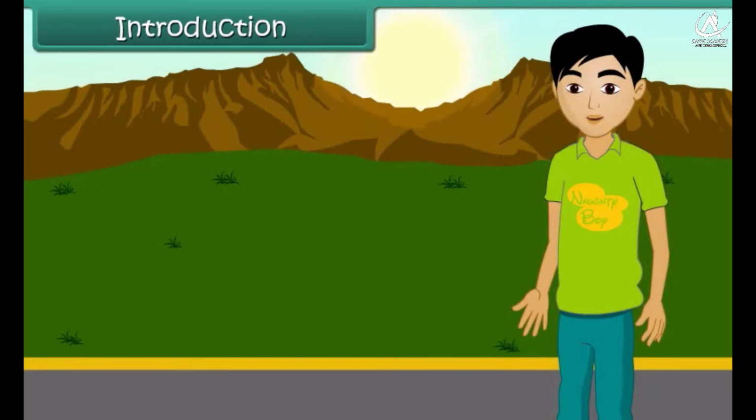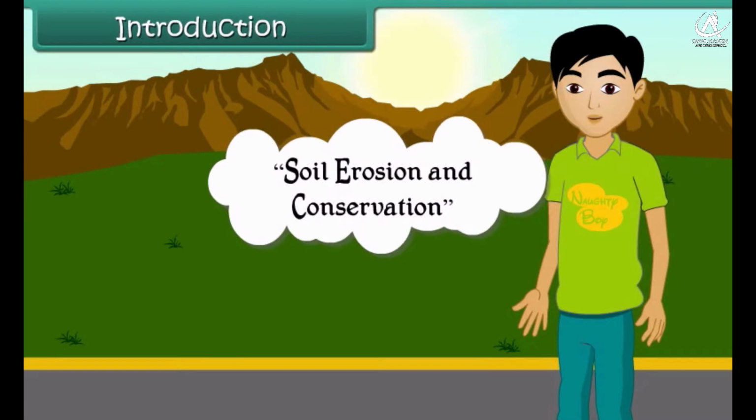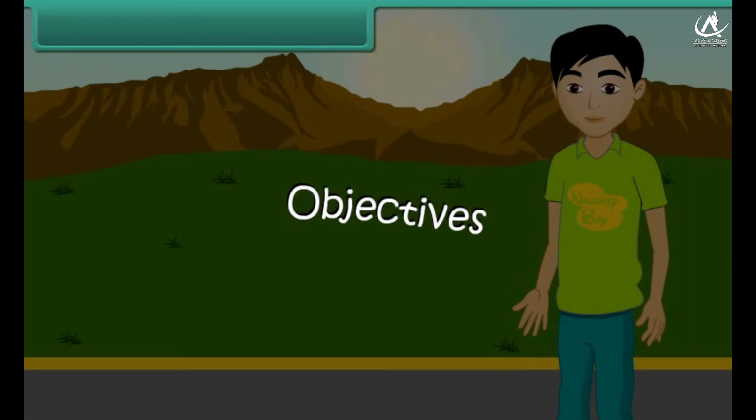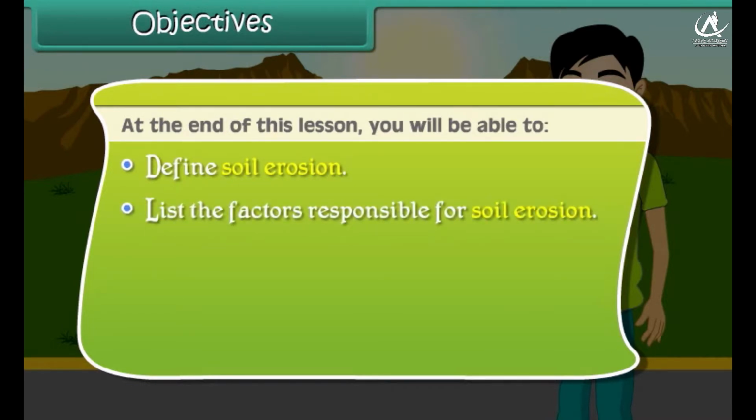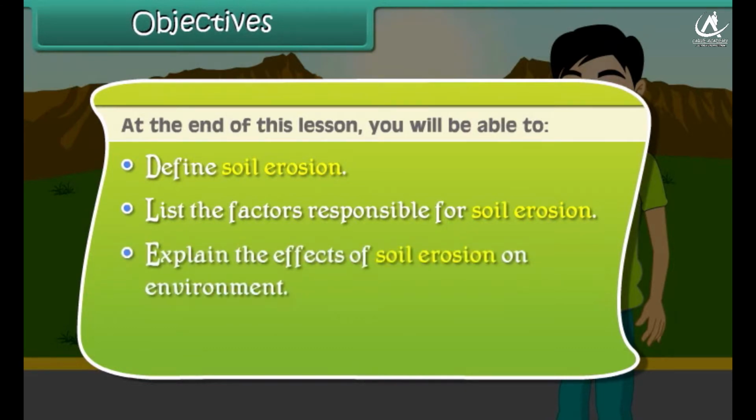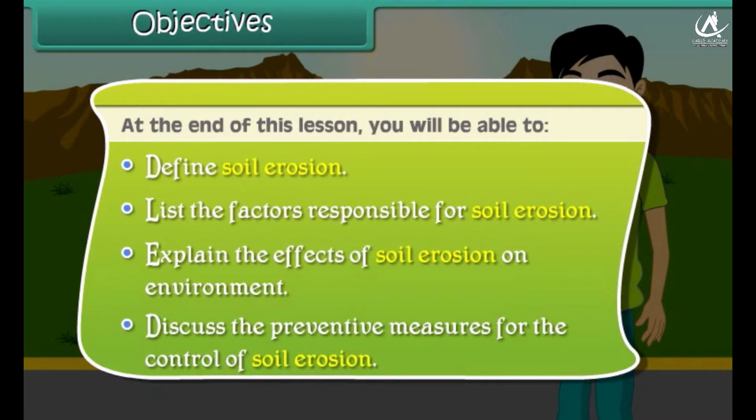Children, soil erosion is one of the major environmental problems in today's world. Come along to know more about it in this lesson. Soil erosion and conservation. Objectives. At the end of this lesson, you'll be able to define soil erosion, list the factors responsible for soil erosion, explain the effects of soil erosion on environment, and discuss the preventive measures for the control of soil erosion.